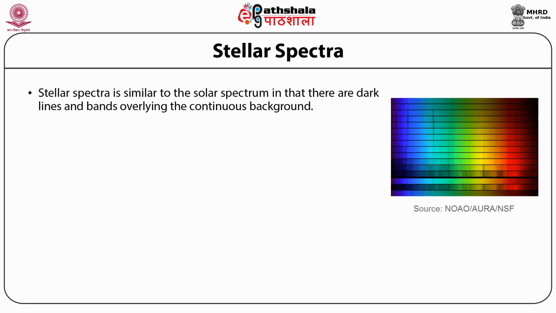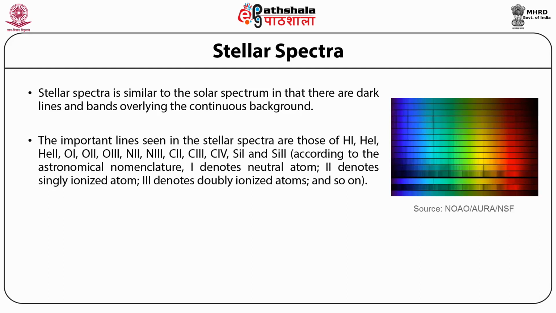Stellar spectra are similar to the solar spectrum in that there are dark lines and bands overlying the continuous background. The important lines seen in the stellar spectra are those of H I, He I, He II, O I, II, III, N II, III, C II, III, IV, Si I and II. According to the astronomical nomenclature, I denotes the neutral atom, II denotes the singly ionized atom, III denotes the doubly ionized atom, and so on.